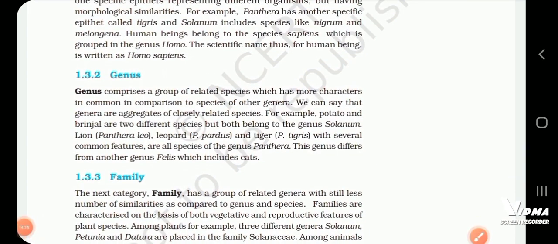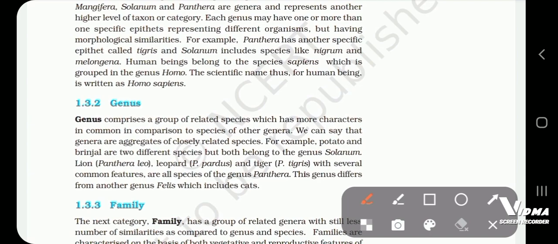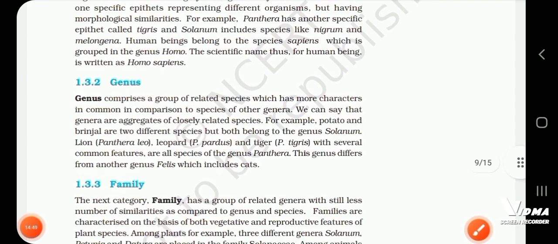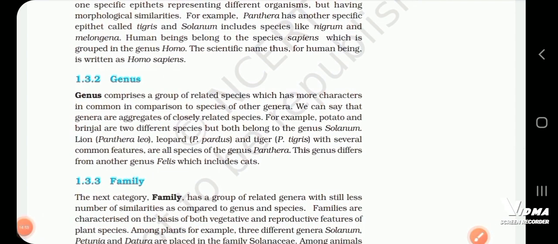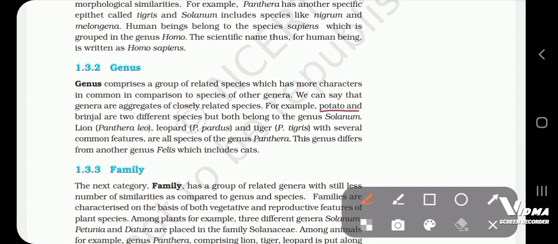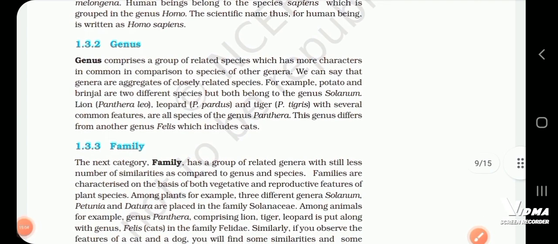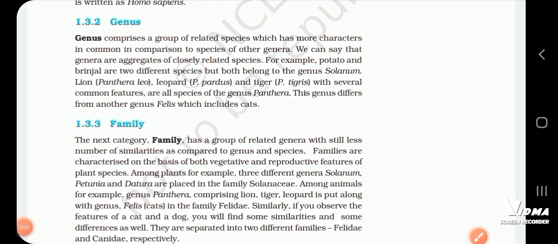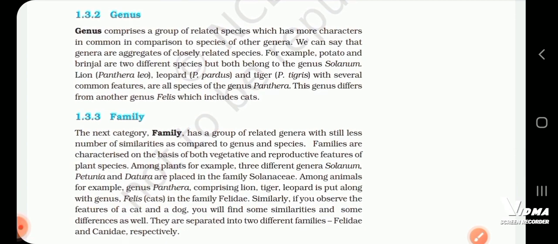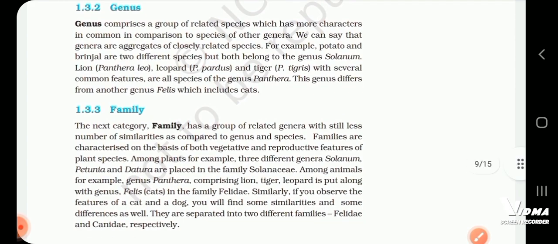Then genus. What is genus? We will study it in 1.3.2. Genus comprises a group of related species which has more characters in common in comparison to species of other genera. We can say that genera are aggregates of closely related species. For example, potato and brinjal are two different species, but both belong to the genus Solanum. Lion, Panthera leo, leopard, Panthera pardus, and tiger, Panthera tigris, with several common features, are all species of the genus Panthera. This genus differs from another genus, Felis, which includes the cat family.